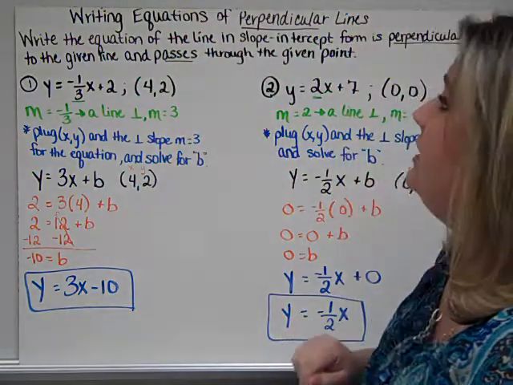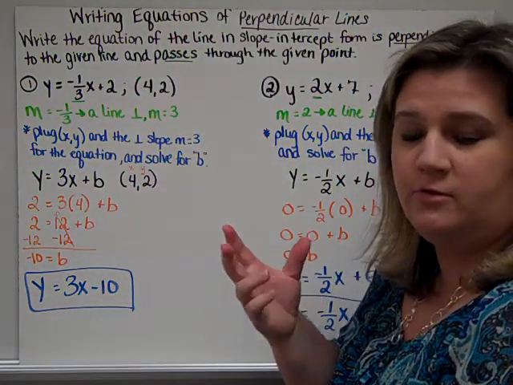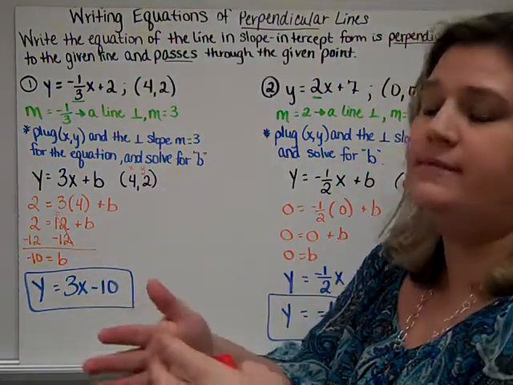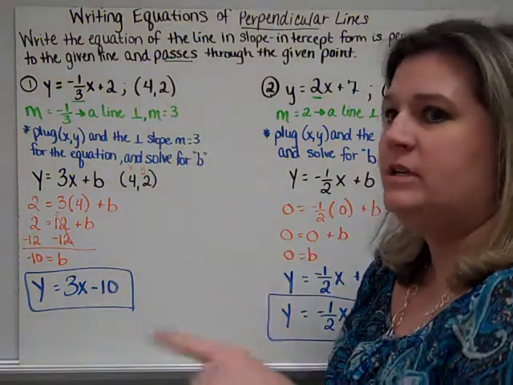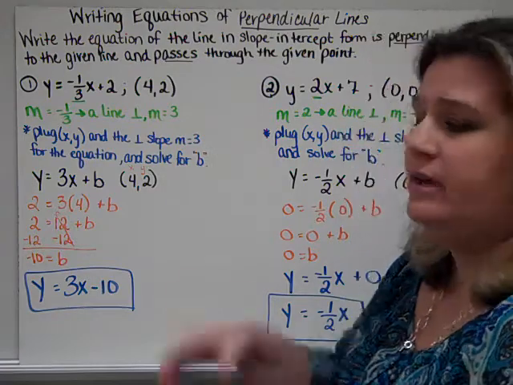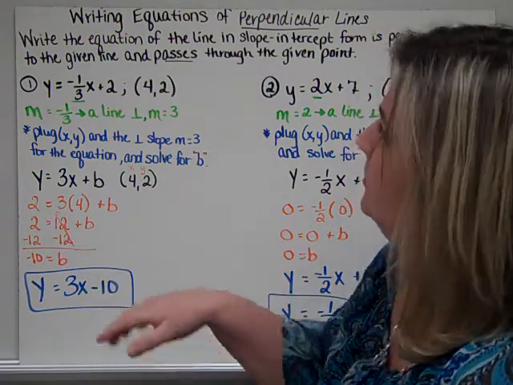Writing equations of perpendicular lines. So now we got to switch gears. For parallel, we knew that parallel lines have the same slope but different b's. So for perpendicular, we need to switch that. Perpendicular lines have negative reciprocal slopes.